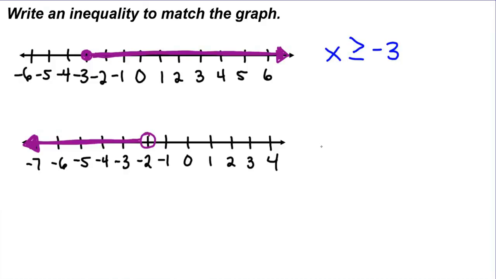And then the next one, -2 is kind of our cutoff point. It is not included as a solution, and it's everything to the left, so that's everything that is less than -2, but not including -2 as a solution. So that's inequalities, our 4 inequality symbols, greater than, less than, greater than or equal to, or less than or equal to, and then showing solutions to those inequalities on a number line.